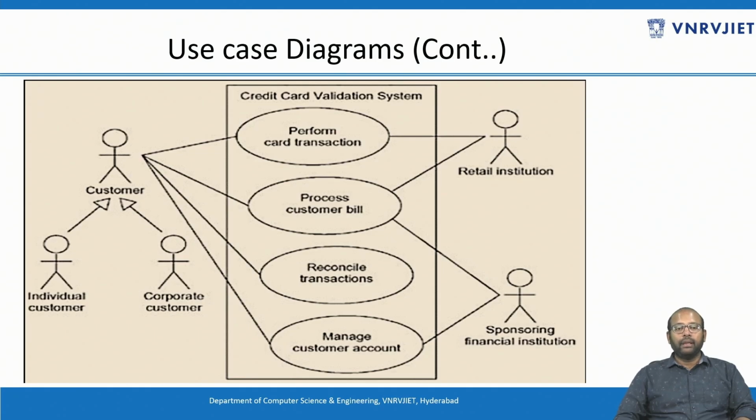So this is the final use case diagram. Left side, if you see this, there are two types of customers: individual customer, corporate customer. So whenever there is a similarity, then you can apply this particular generalization relationship. And you can see the boundary of that credit card validation system. And there are mainly 4 functionalities: perform card transaction, process customer bill, reconcile transactions, manage customer account. So on the left side, we have mainly users. On the right side, we have mainly admin related roles, like retail institution, sponsoring financial institution.